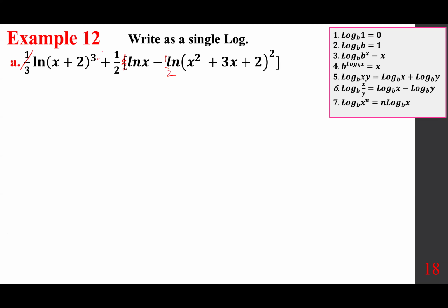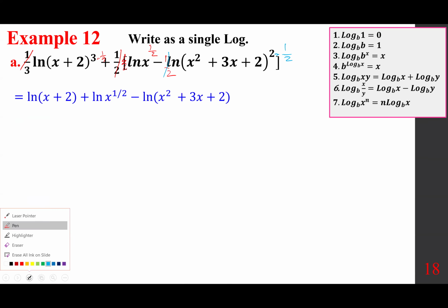This one gets multiplied by 1/3. This one to the power of 1/2. This one to the power of 1/2. That means 2 times 1/2. And we get the following. So let's recap. This one, 1/3 and 3, that gives you 1. You don't have to write it. This one, 1/2 becomes the exponent. This one, 1/2 becomes the exponent times 2 becomes 1.